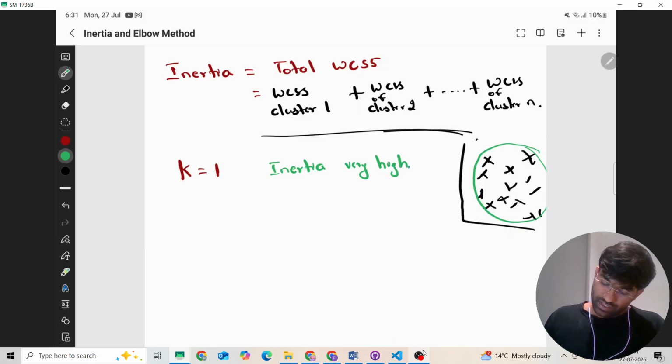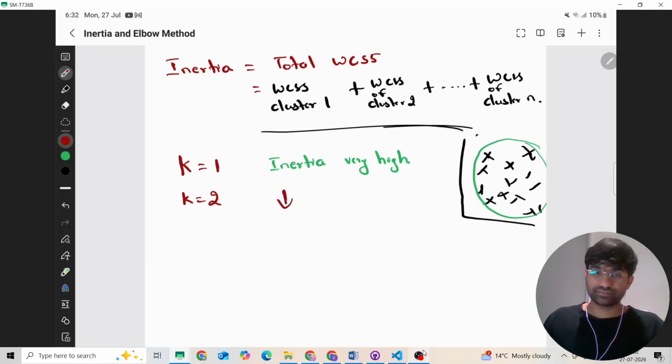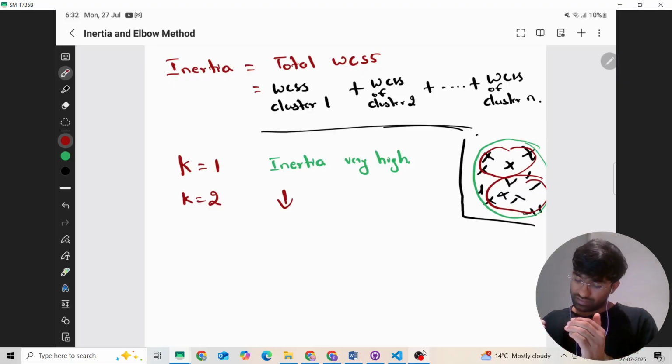Now suppose we increase our k value to 2. We have 2 clusters now. Then inertia will decrease because we are forming two clusters. Suppose this is cluster 1 and cluster 2. The compactness has increased, so the inertia will decrease.